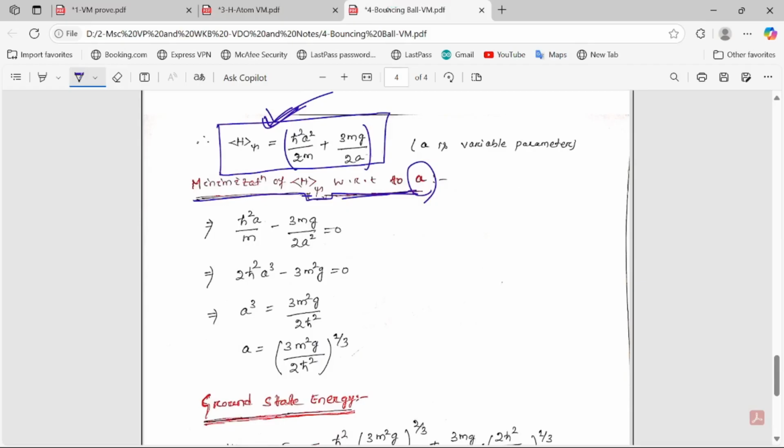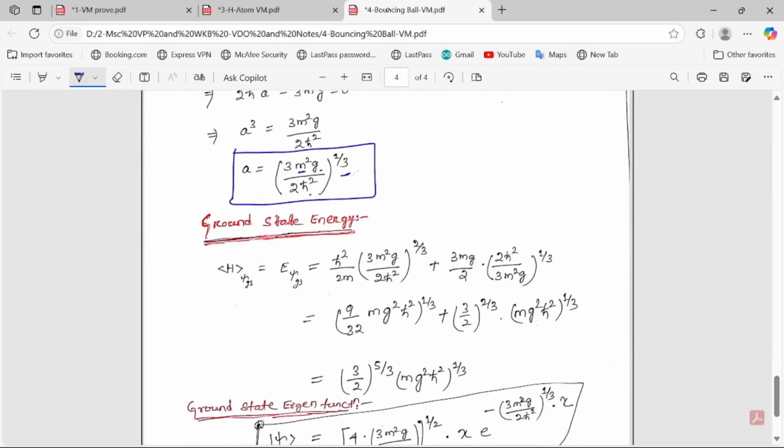First term will be how much? It will be 2a, the 2 gets cancelled, ħ² a into m, and here 3mg by 2 is the constant, 1 by a differentiation with respect to a, that means minus 1 by a square, equal to 0. Just simplify, you can find the value of a is this much, (3m²g by 2ħ²) whole to the power 1 by 3. So the value of a we found is this much.